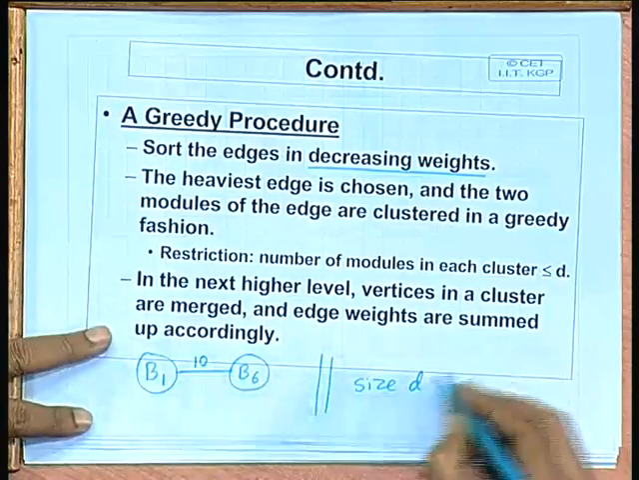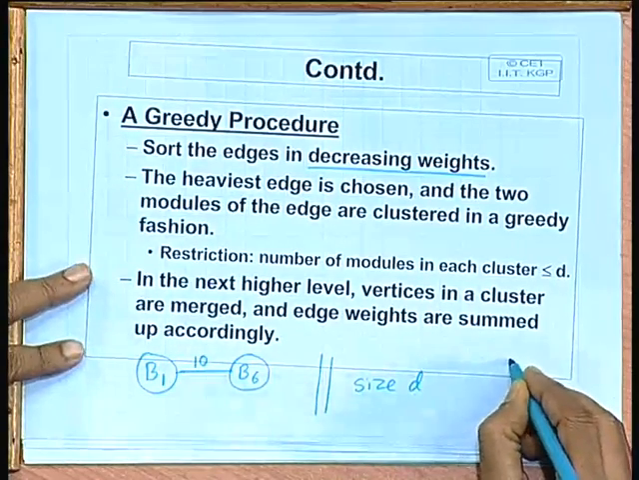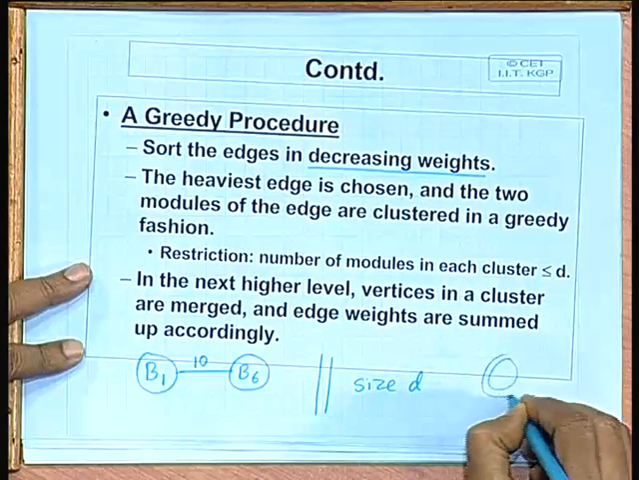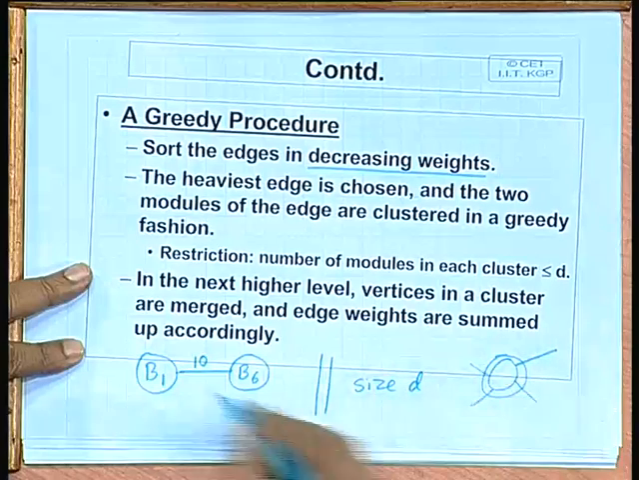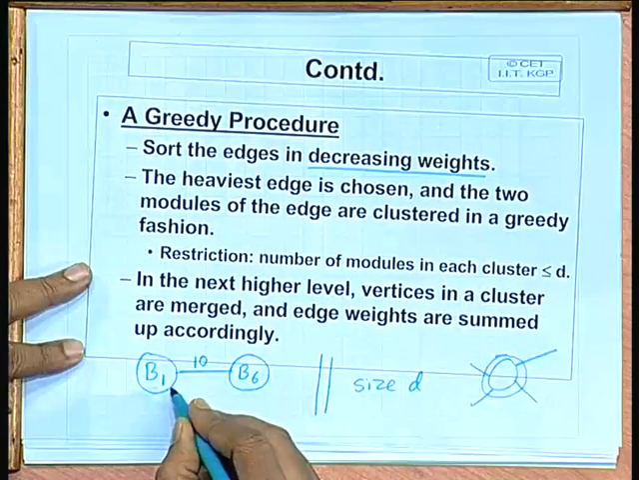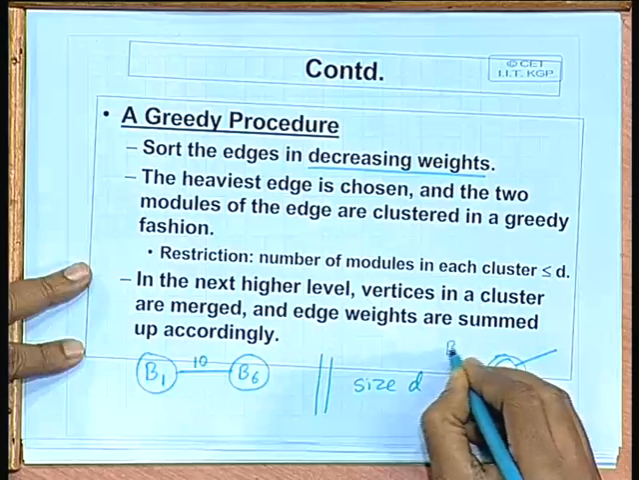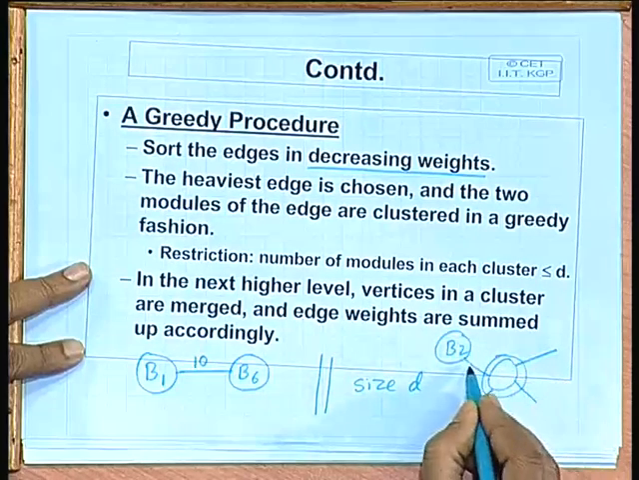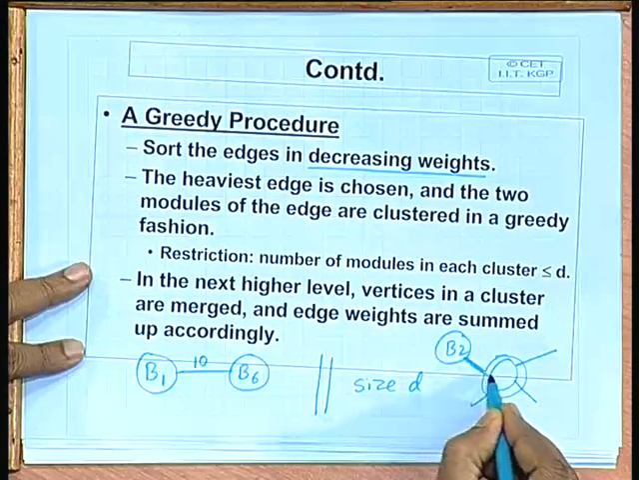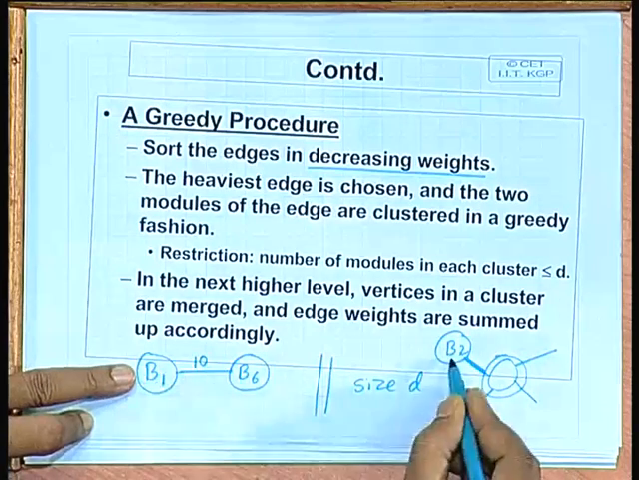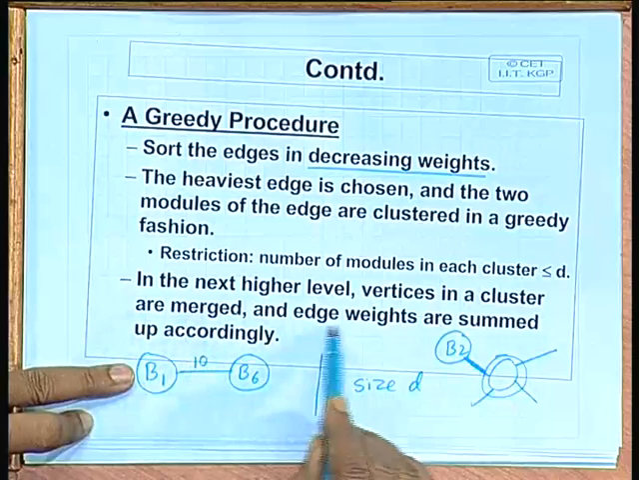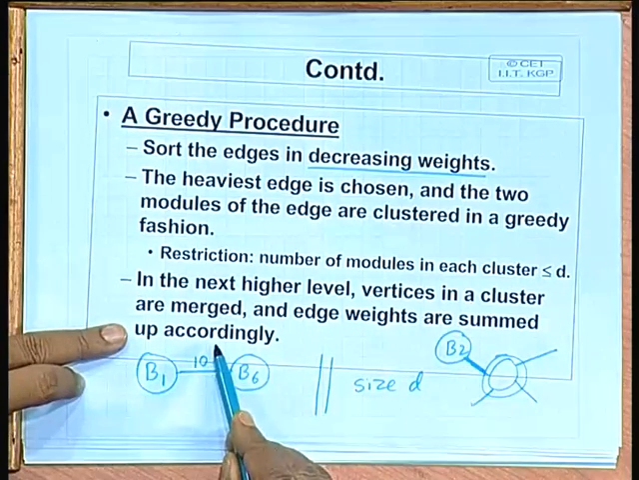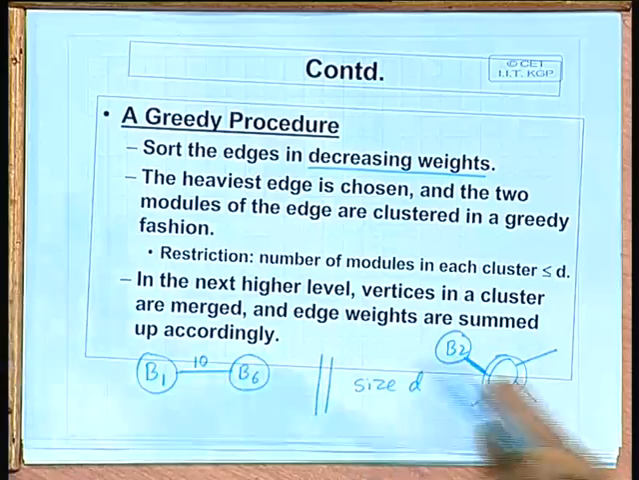So at the next high level, this set of D blocks will become a super block, and their weights to the other blocks will be the sum total of the weights of the constituents. Like from here you have a connection to B2, so the weight of this edge will be the sum of the weights B1 to B2, B6 to B2 and all other nodes similarly. So the edge weights will be summed up accordingly, and at the next level of iteration you do the same thing repeatedly.